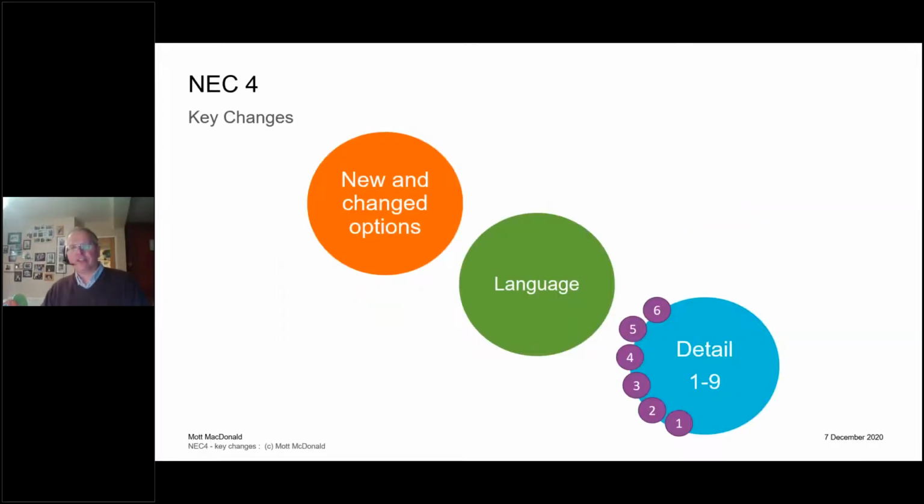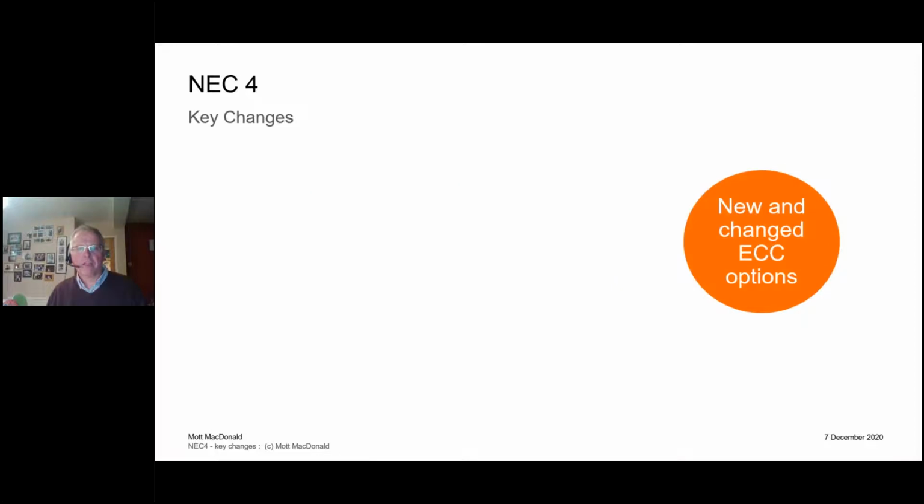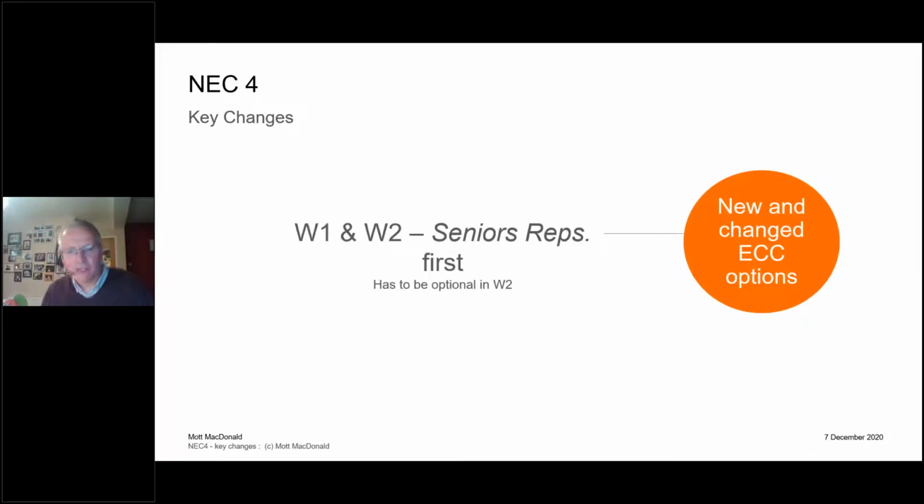Now we'll get into some more detail. I better check my time to make sure we're getting through some of this detail. Where are we? Yeah, I'll carry on, Richard. So the way I've structured the presentation is, as you can see on the slide, new and changed options, general language issues, and then I get into some of the detail on sections 1 to 6. So new changed options. Firstly, in the dispute resolution options, W1 and W2, that's where we have an adjudicator.